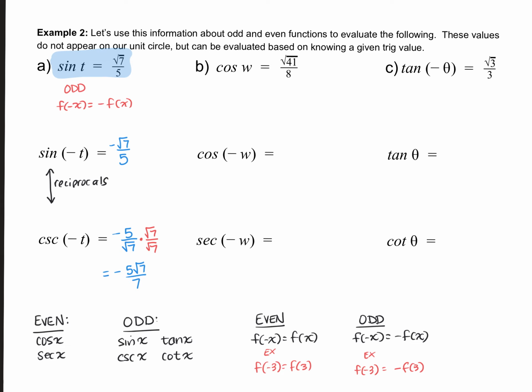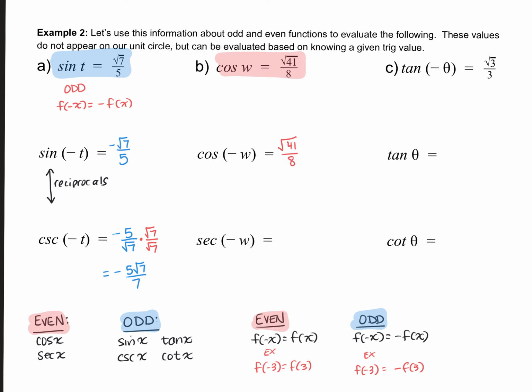So this time, we're going to look at the cosine of w. Now, the cosine is an even function. I'm just going to highlight these so they correspond. Our even functions say that no matter what our input is, the outputs remain the same. So f of 3 and f of negative 3 are going to be the same. If I have cosine of w, and then I'm asking you to find cosine of negative w, those are going to have the same exact output. So the output of cosine of w is radical 41 over 8. That's what the output for cosine of negative w will be as well.